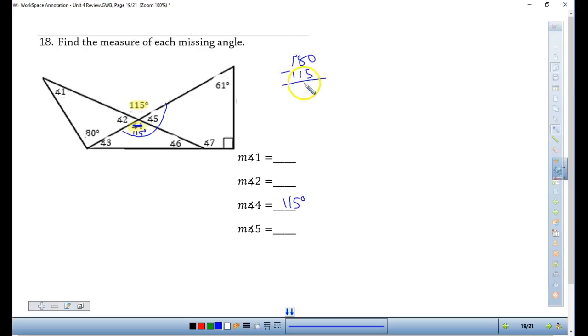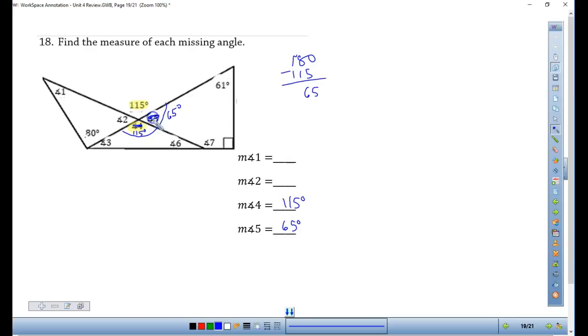So 180 minus 115 would be 65, right? So this is 65 right here. You can double check. 65 plus 115 should make 180. Well, now these, oh wait, which one did I just cross out? I want to make sure I write it down first. Let's see, that was angle 5. Okay, so put it here, 65 degrees.